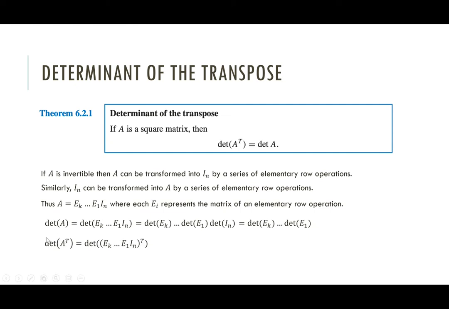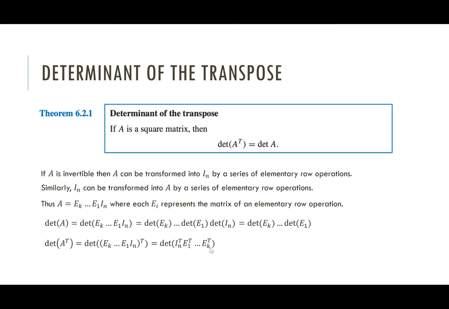All right, now what about the determinant of A transpose? Well, that's got to be the determinant of this product transposed. And then we'll use that property that to take the transpose of a product means you swap the order of the matrices in the product, and then transpose each of the matrices.